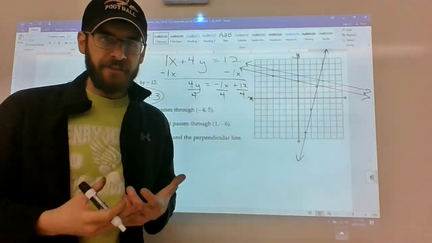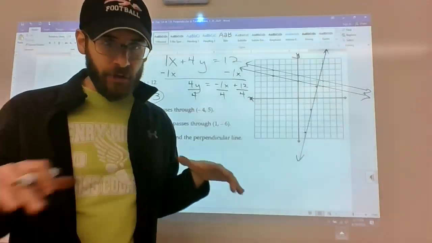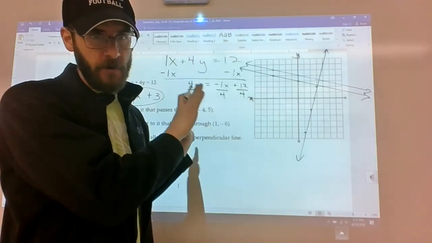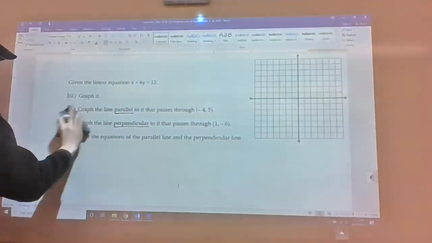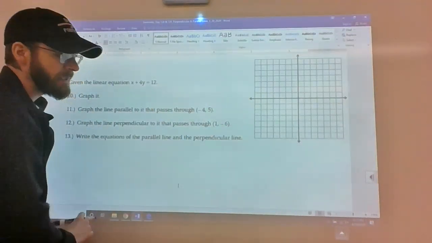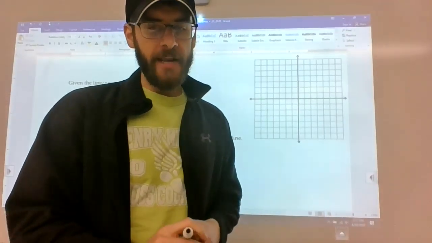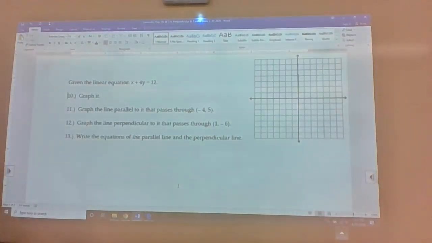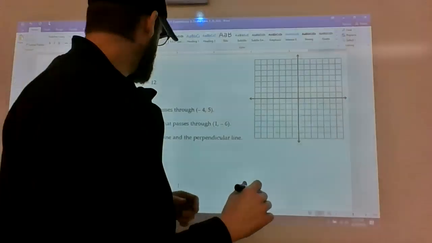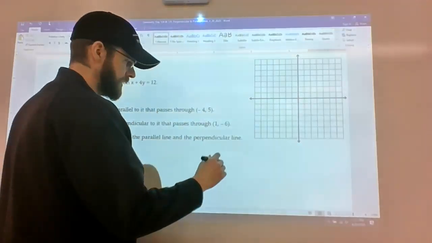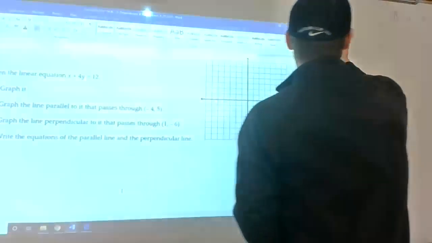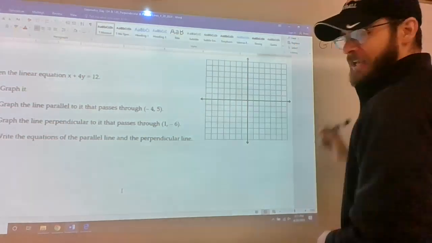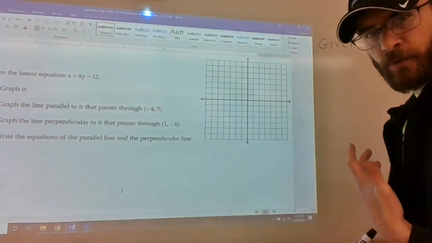What if we were to try to write the equations of these lines without having any reference point to the lines given to us? Okay? So I'm just going to erase it right away. And we're going to say, what happens when all you have is this information? I'm going to go over here. You're given that the line is x plus 4y equals 12.